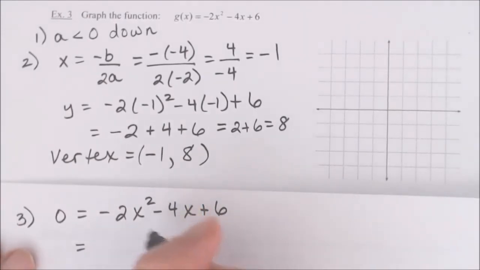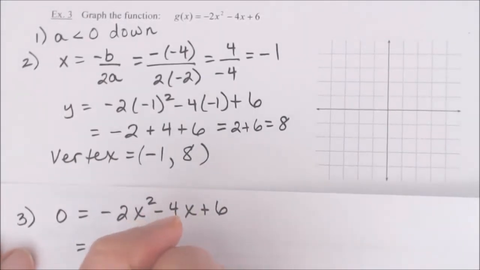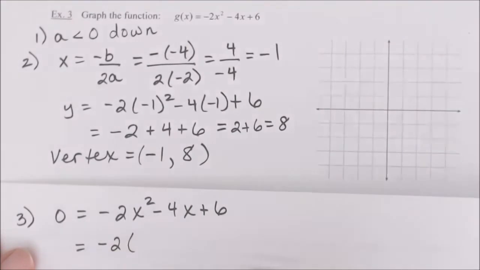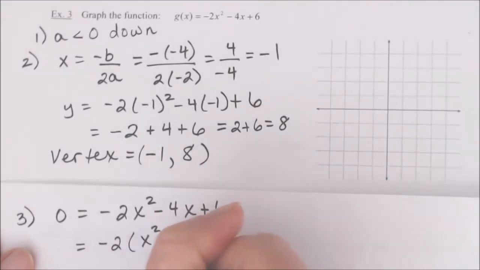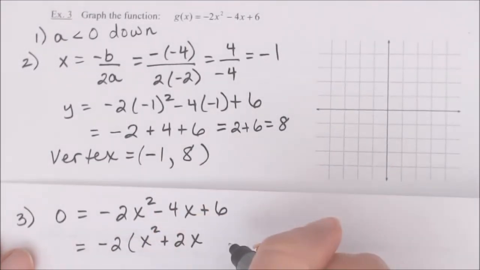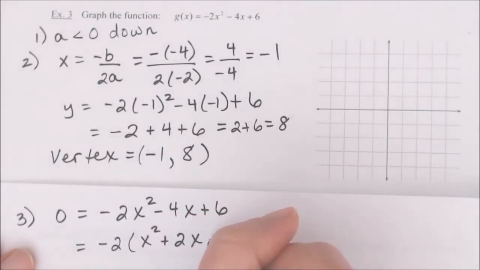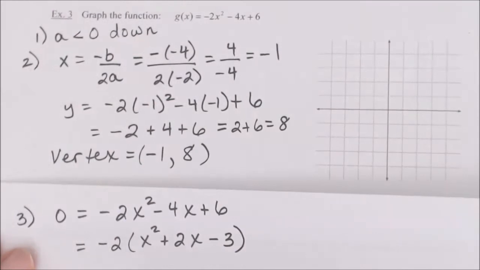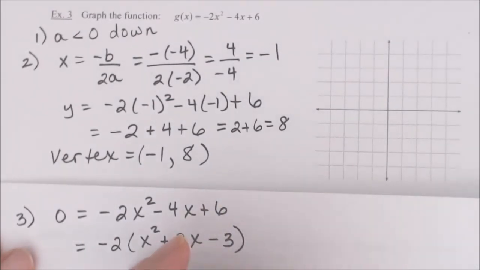So I'm going to factor out, I know 2 can go into all of those, so I'm going to factor out a -2 because the coefficient's negative. That leaves me with x squared plus 2x, and then minus 3. And I actually think that might factor. That'll break down into x and x, 3 and 1, positive 3, -1. I think that works. We still have the -2 in the front.